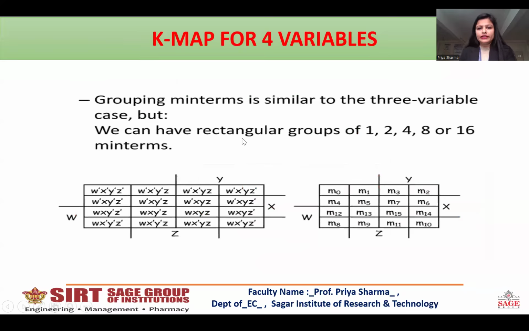For grouping of 4 variables, grouping of minterms is similar to the 3 variable case, but we can have rectangular groups of 1, 2, 4, 8 or 16 minterms. For 4 variables, possible values will be 0 to 15. It will be written this way: M0, M1, M2, M3, M4, M5, M6 and M7. Now M8 is over here, as we write 0 0, 0 1, 1 1 and then 1 0. So M8, M9, M10, M11, M12, M13, M14 and M15.